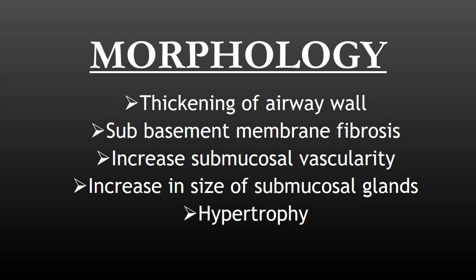The morphologic changes in asthma include thickening of airway wall, subbasement membrane fibrosis, increased submucosal vascularity, increase in size of the submucosal gland, and hypertrophy of the bronchial muscle.